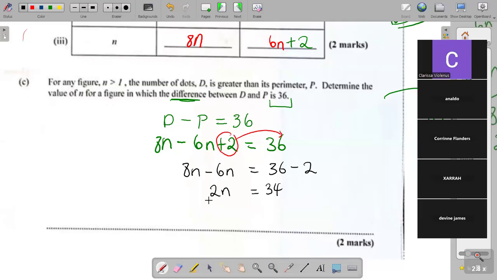So what do I do next? I divide by 2. Whatever you do on one side, you do on the other side. So n is equal to what? And that's it.